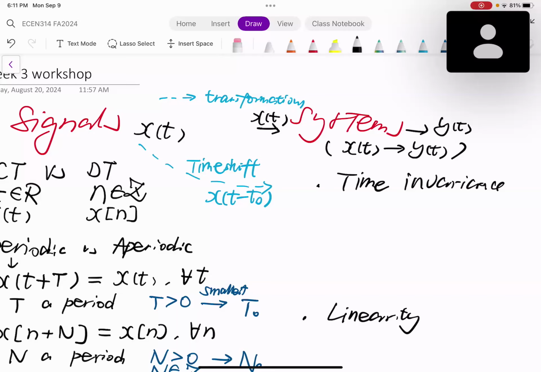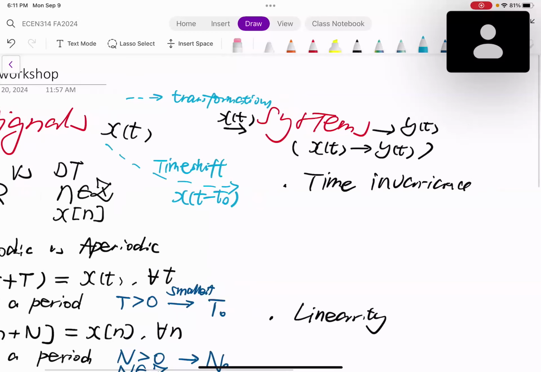We skip the system in between, okay? So a time invariant system means that if I shift that x of t by t naught, if I shift the time, for a time invariant system, the corresponding output is y of t minus t naught, okay? So this arrow here and the arrow here mean the same thing, the same system input-output relationship.